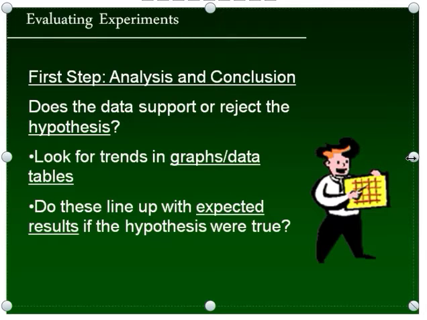So you're going to look at the results that might be published and determine if their trends are matching what they're saying in the written portion of their publication. Then you ask, do these line up with the expected results if the hypothesis were true? If yes, then you can proceed on to the next step.